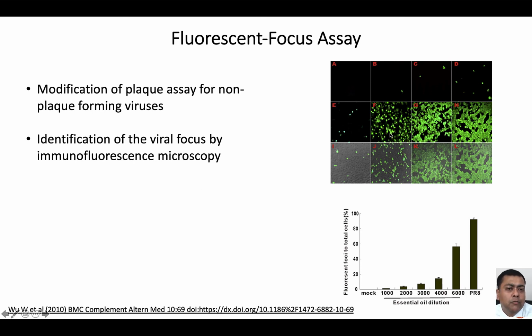So you have a cell culture which is growing the SARS-CoV-2 and you add this primary antibody which is against the spike protein, and it will bind to that.